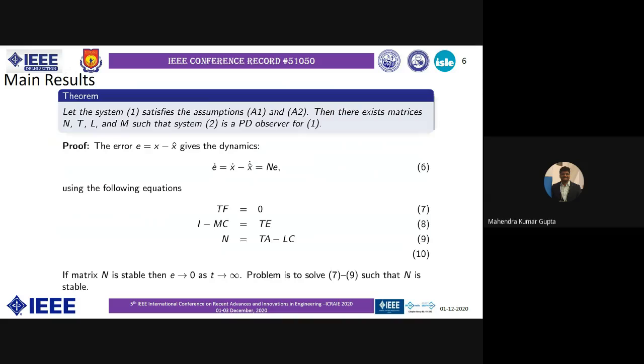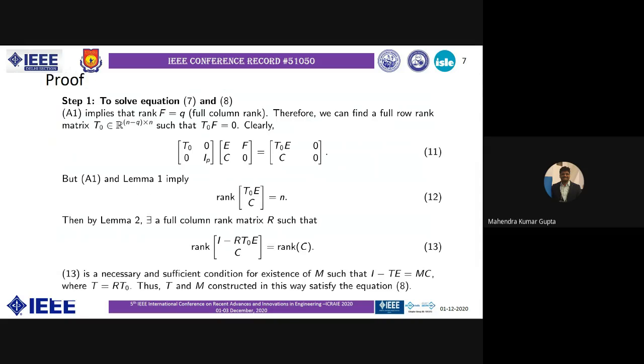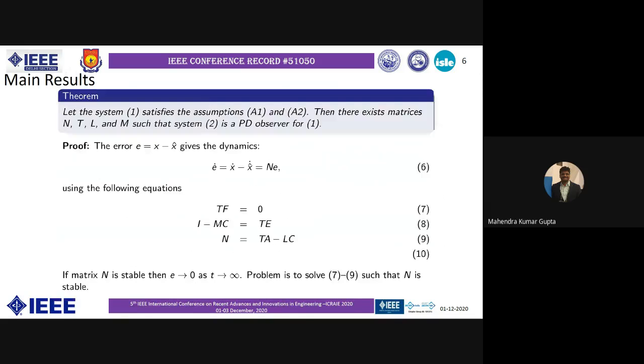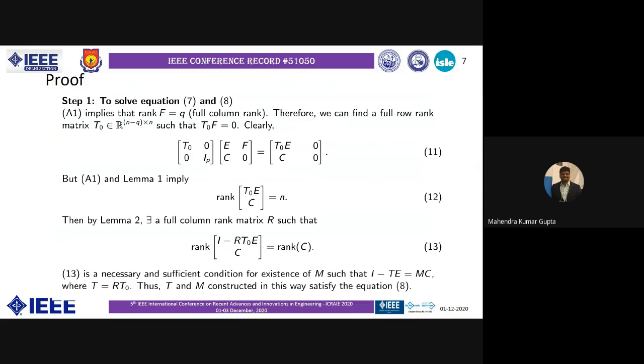Now in construction of 6, we have used three equations 7, 8 and 9. We will solve these three equations 7, 8 and 9 and find the values of unknown matrices such that N is a stable matrix, and then our problem is solved. So in the remaining part of the proof we will only solve these three equations and then our proof is completed. I have converted the problem into two steps. In the first step, we are solving equations 7 and 8. And in the second part, we will solve only equation 9. So in 7 and 8, what do we get, and how is it done?